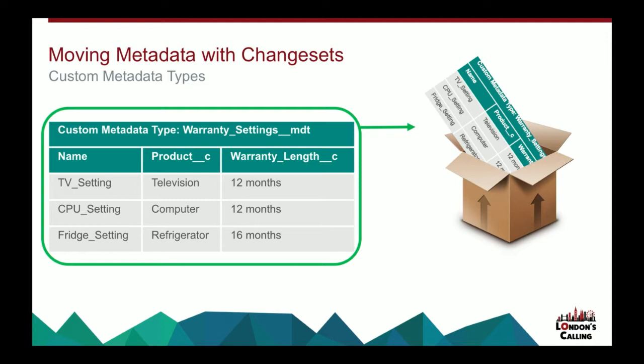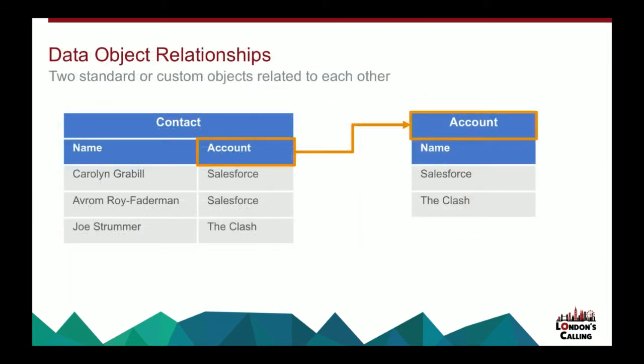And you can push metadata from sandbox to production with change sets. The same is true for packages. You can put metadata in packages. So you can package the rows of custom metadata types, something that you cannot do with custom objects. At its core, that's one of the biggest advantages of custom metadata types over custom objects for storing this kind of application configuration. I also want to touch on relationships.